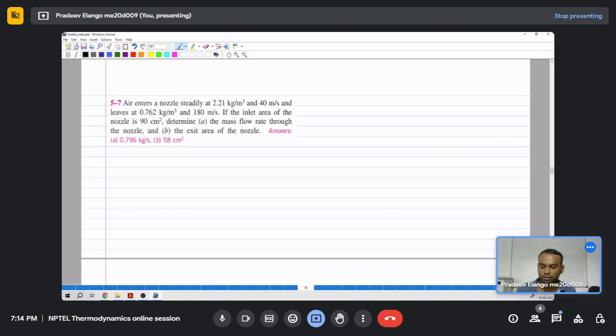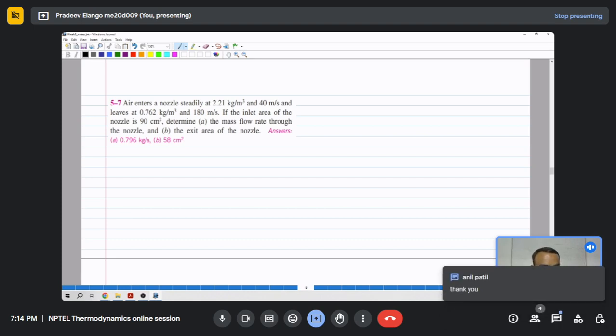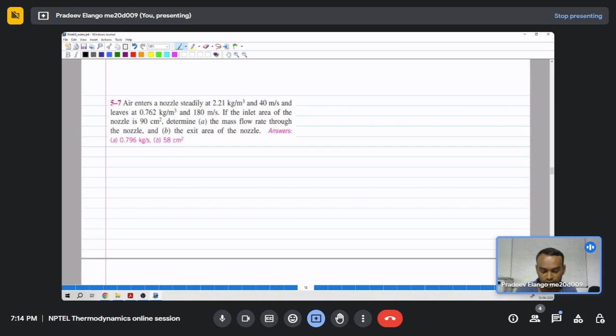Okay. Now next problem, we have air that enters a nozzle steadily at 2.21 kg per meter cube and 40 meter per second, and leaves at 0.762 kg per meter cube and 180 meter per second. If the inlet area of the nozzle is 90 centimeter square, determine the mass flow rate through the nozzle and the exit area of the nozzle.